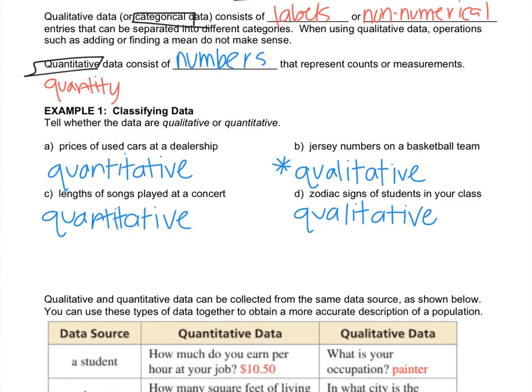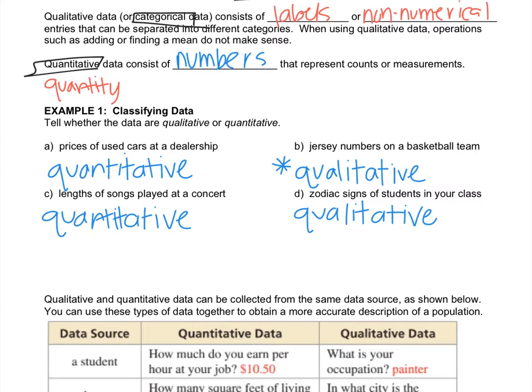Okay, in letter A, we've got prices. Prices are clearly numerical, so that's quantitative. We'll skip B right now. Letter C is song lengths. Those are numerical measurements, so that's quantitative. And letter D, zodiac signs. Those are non-numerical categories, so that would be qualitative.